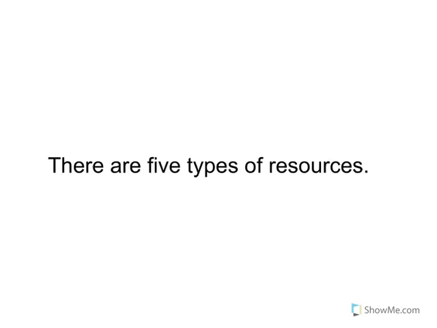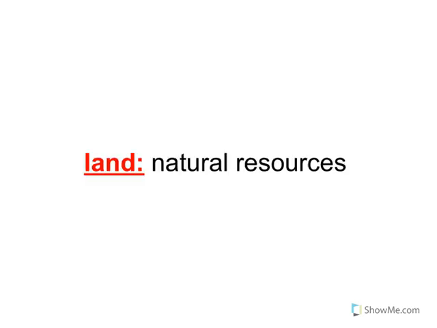There are 5 different types of resources that can be used to make goods and services. And so we're going to wrap up this video by talking about each of those types very quickly. So the first one is land. Those are natural resources, things like water, trees, air, solar energy. Anything that comes from nature is what we call a land resource.